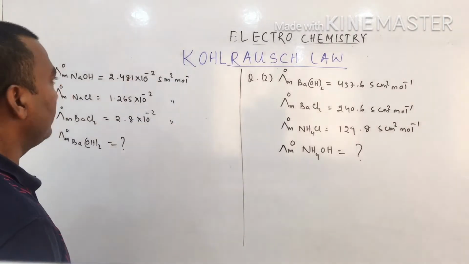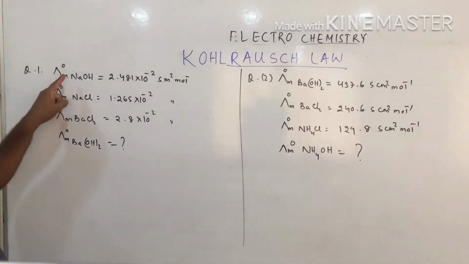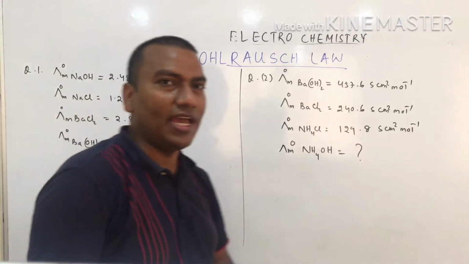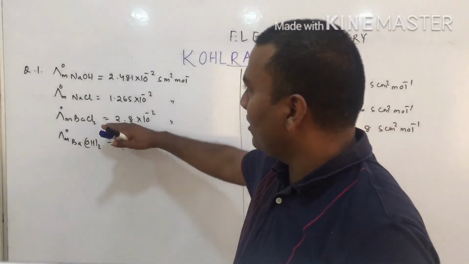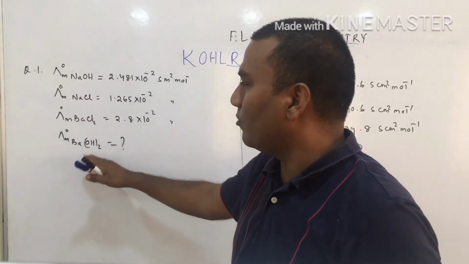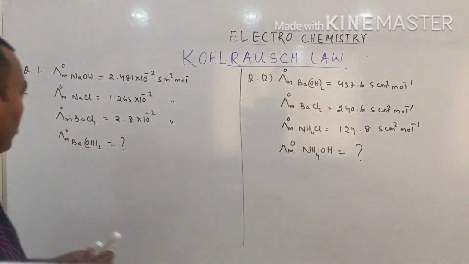So numerical. First question here: I have written lambda m naught of sodium hydroxide given, lambda m naught of NaCl given, lambda m naught of BaCl2 given. The question is, lambda m naught of Ba(OH)2 equals how much? Clear? So using these three strong electrolyte data, how can you calculate the lambda m naught of barium hydroxide? Now, how can you solve this?